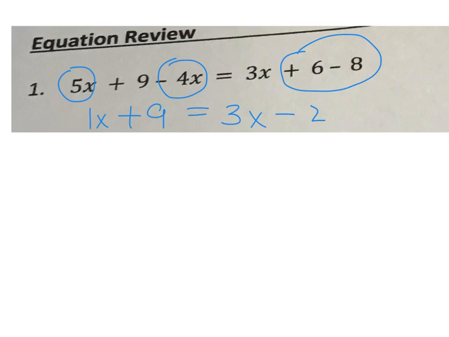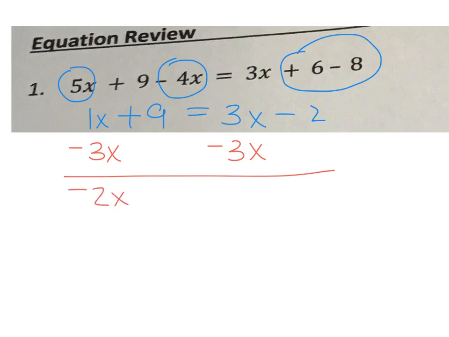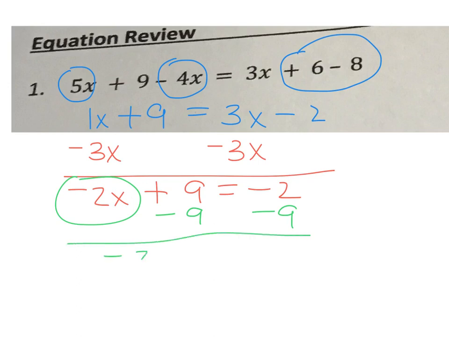Okay? Next step is move all variables to one side, and I've always told you I go to the left. So I'm going to subtract 3x from both sides, and I get negative 2x plus 9 equals negative 2. All right, next step is to isolate the variable. So I'm going to get the negative 2x by itself by subtracting 9 from both sides. And I get negative 2x equals negative 2 minus 9. They're all negative, so that's negative 11.